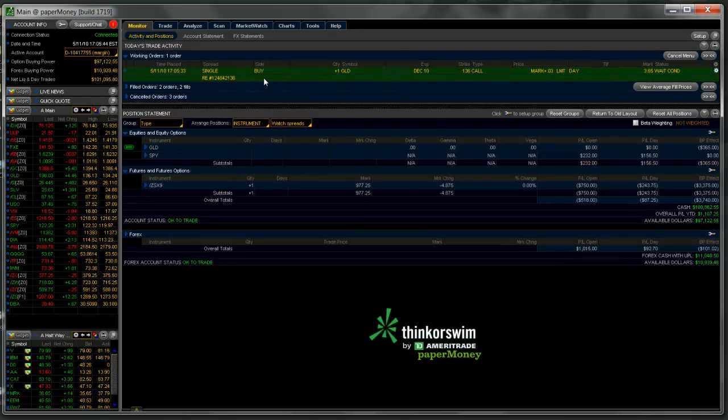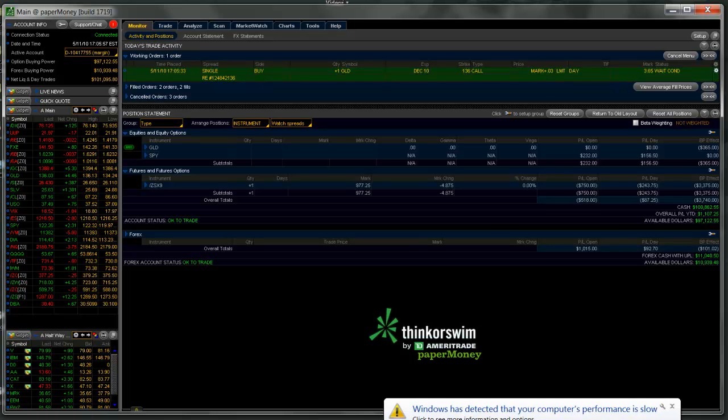So that's a limit mark order, which is basically going for the mid price and giving the market maker a bit less than he would get with an at market order.